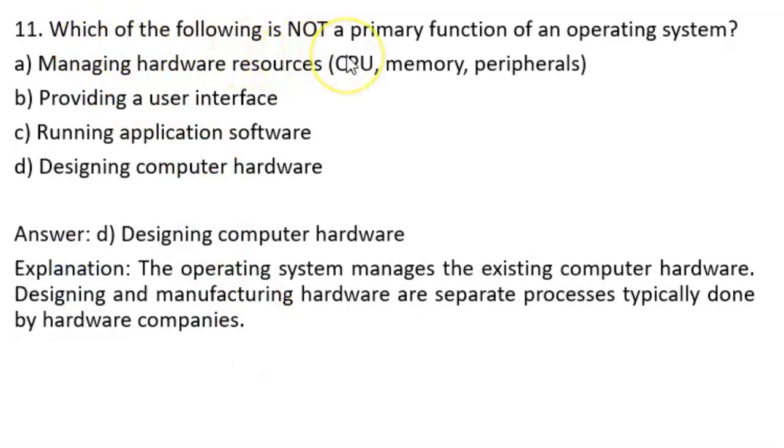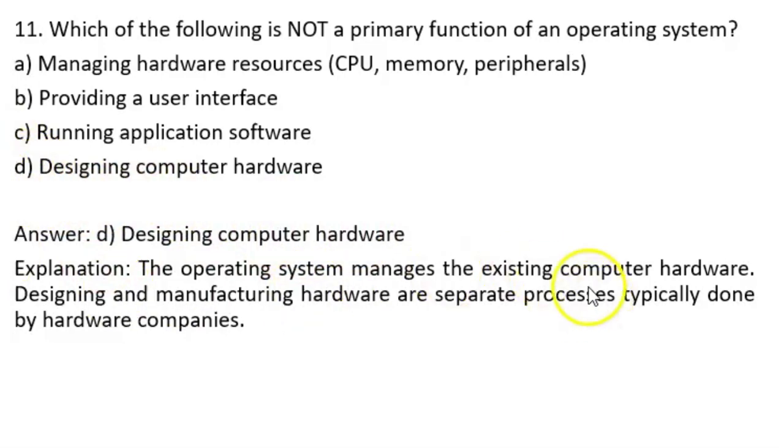Question number 11. Which of the following is not a primary function of an operating system? A. Managing hardware resources: CPU, memory, peripherals. B. Providing a user interface. C. Running application software. D. Designing computer hardware. Designing computer hardware is not a primary function of an operating system.